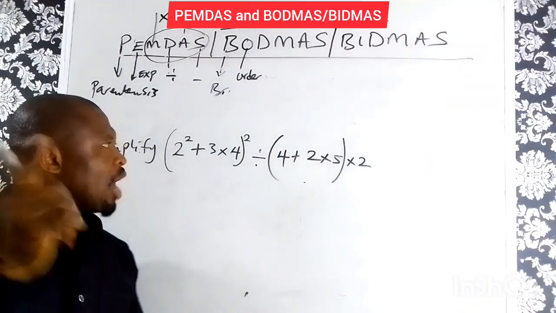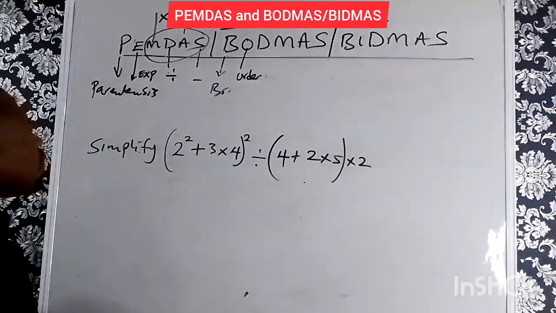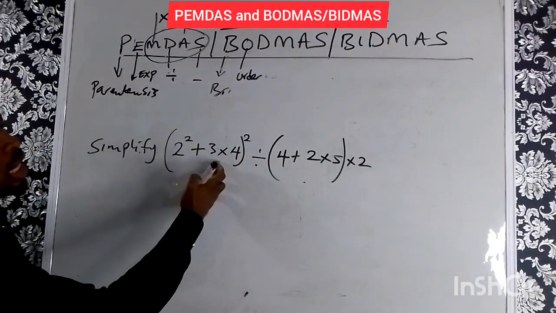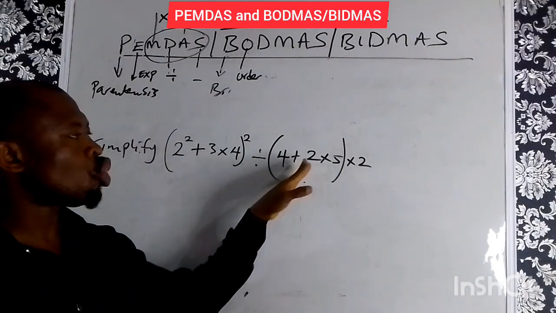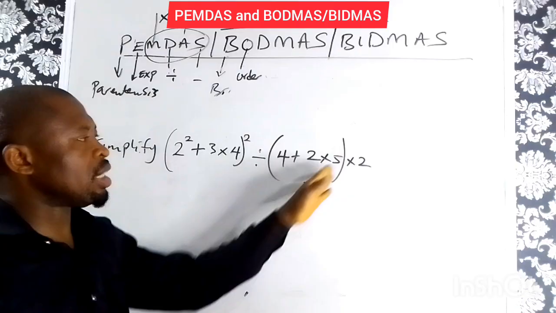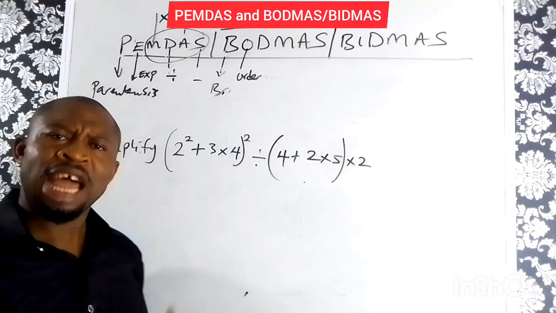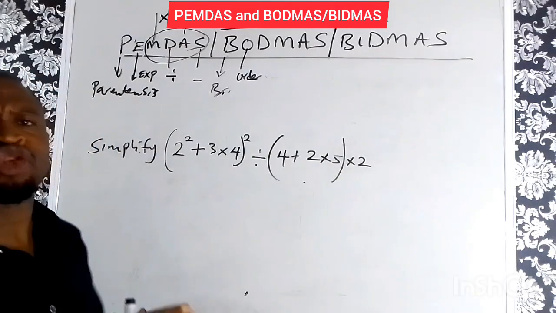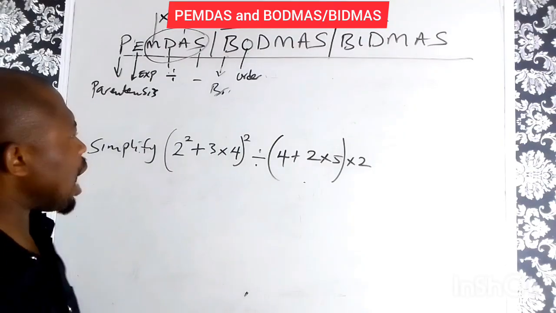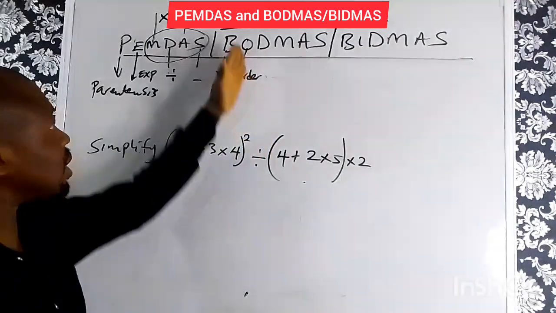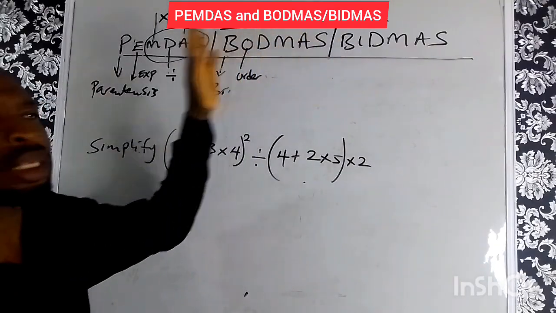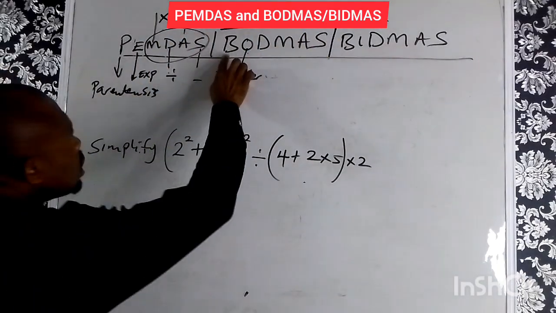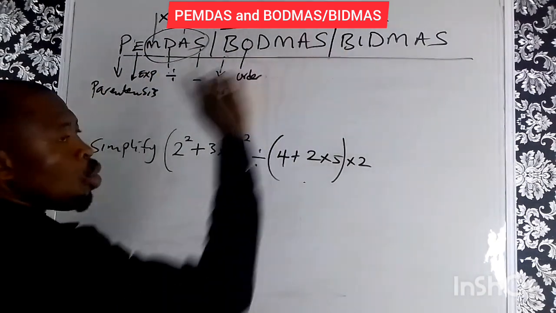Now, this problem says simplify 2 squared plus 3 times 4 squared divided by 4 plus 2 times 5, everything times 2. Now, if you look at this, you might be tempted to use a wrong order. Now, all we need to do is take a look at BIDMAS, BODMAS. Of course, either parentheses or BODMAS, remember we said they mean the same thing.